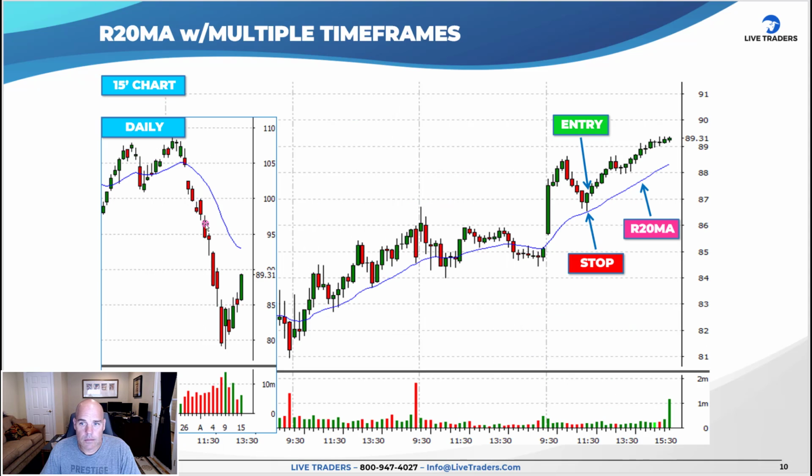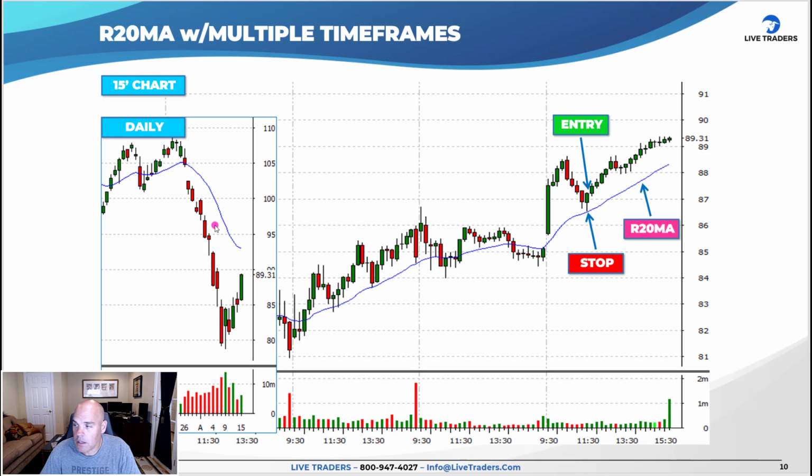All right. Here's another example. Rising 20-period moving average with multiple time frames. Now, this piggybacks off what we just talked about. The last slide, right, that was an intraday climactic. But now, what do we have? Now we have a daily climactic, right? We have a double top right here, double top on the daily. And then the stock goes 1, 2, 3, 4, 5, 6, 7, 8, 9, 10 bars down.